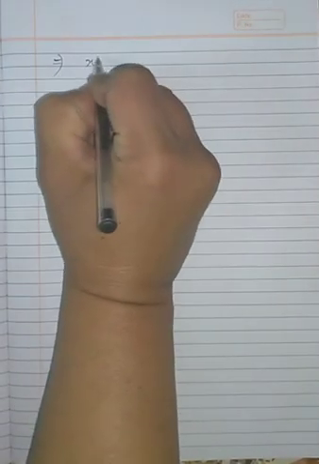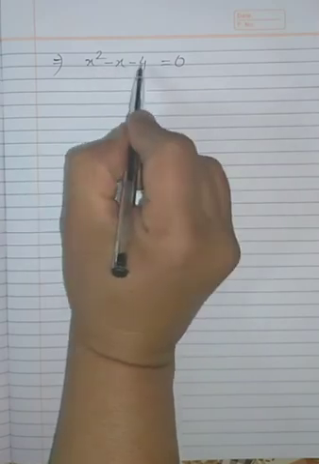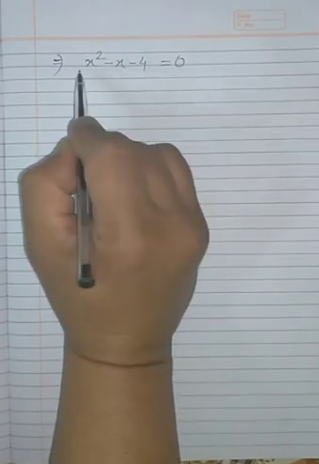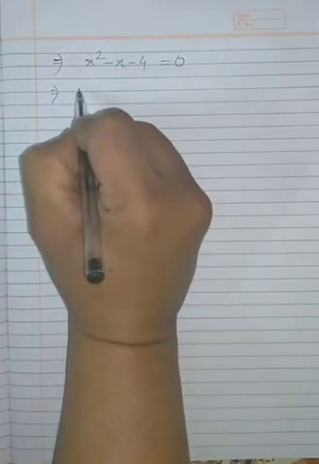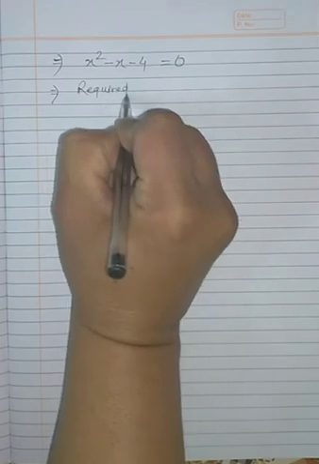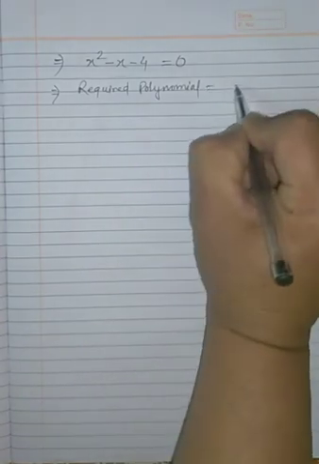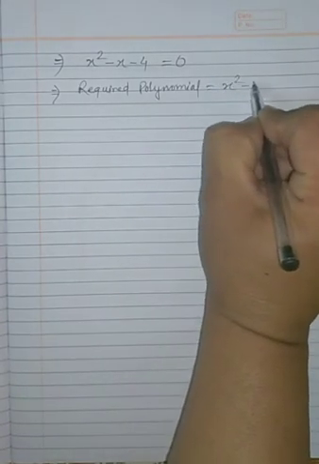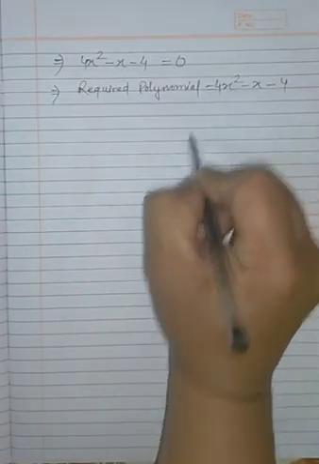This implies that 4x square minus x minus 4 equal to 0. So you can see here now in this form we don't have any rational value. That means this represents our required polynomial. That means now equal to 0 is not required. So the required polynomial is equal to 4x square minus x minus 4. This is your required polynomial.